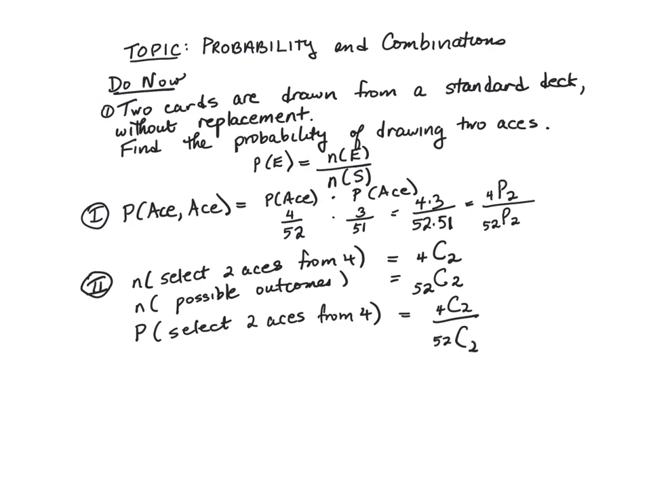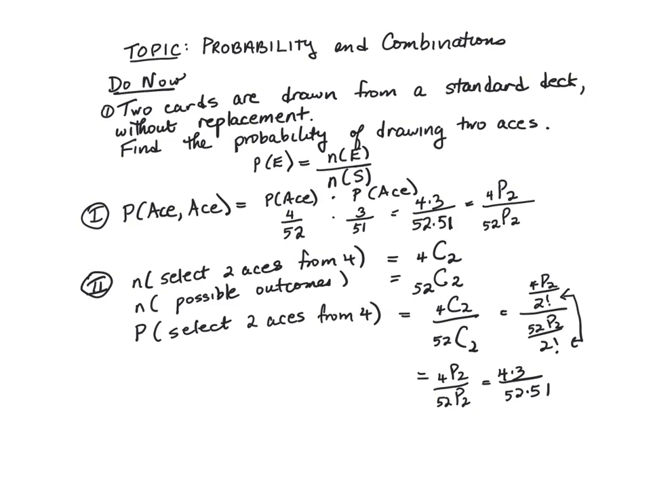Now let's compute that and see what we get. Well, 4C2 is 4P2 divided by 2 factorial, and 52C2 is 52P2 divided by 2 factorial. These would cancel if we multiply the top and bottom by 2 factorial over 2 factorial. So this is equivalent to 4P2 over 52P2, which is exactly what we obtained above: 4 times 3 over 52 times 51. So here is an example where we can consider either permutations or combinations.